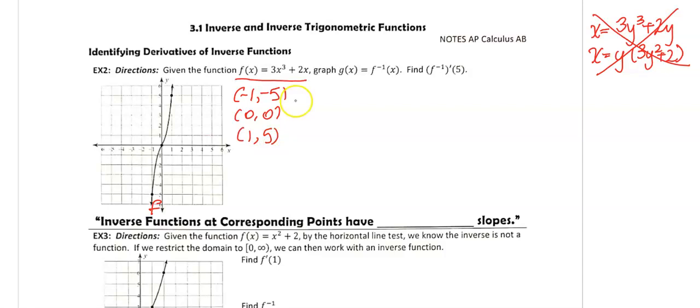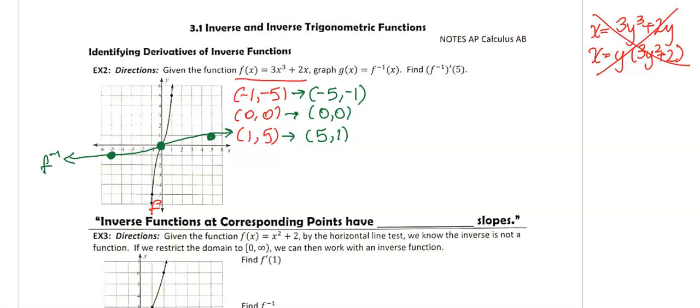Let's graph those on the inverse. 1, 5 will go to 5, 1, 0, 0 stays 0, 0, and negative 1, negative 5 will go to negative 5, negative 1. And go ahead and graph those. So now that we have it graphed, let's investigate what is happening with our derivatives. Since I can't solve for the inverse, and remember my goal is to find the slope of the inverse at 5, we have to be creative.